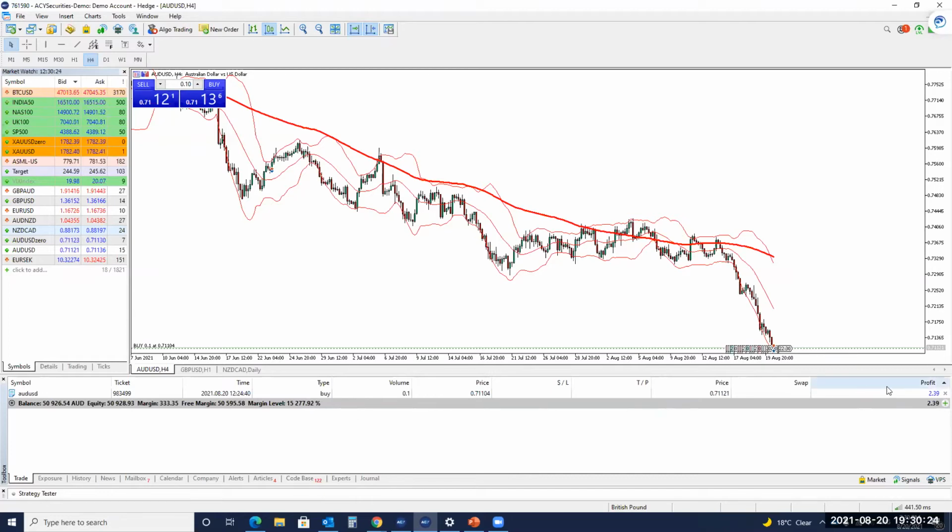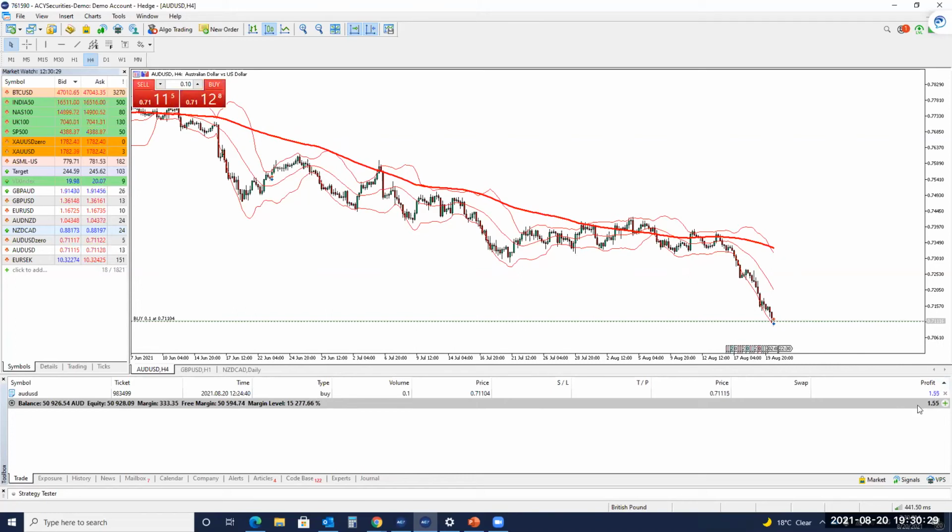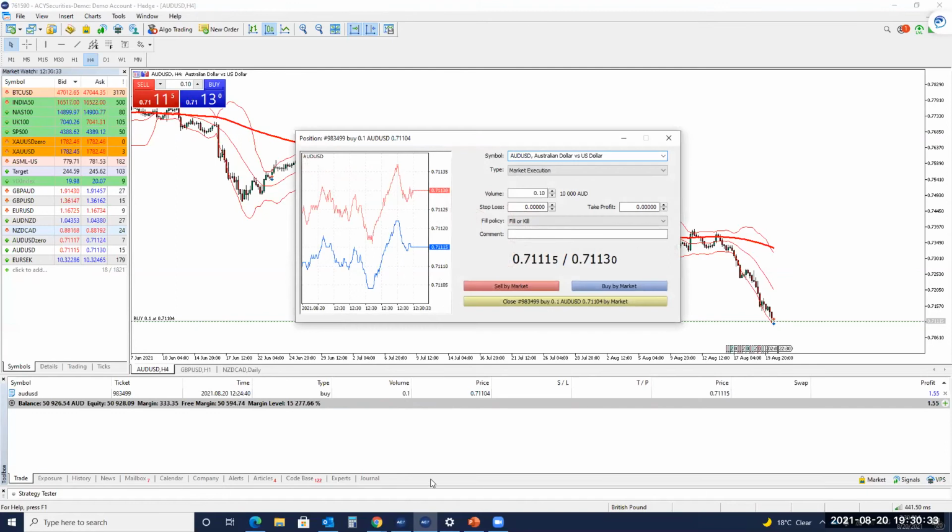Let's say I wanted to close out a portion of this trade, and I wanted to take some of the profits which we have on the table. If I double click on volume and halve this position size to 0.05, it'll give me the option to close by 0.05, and I close by market.